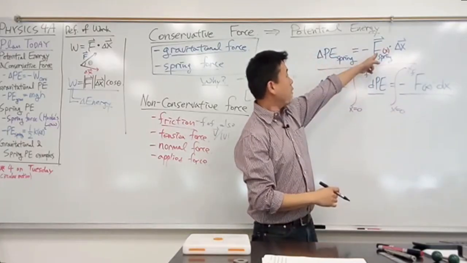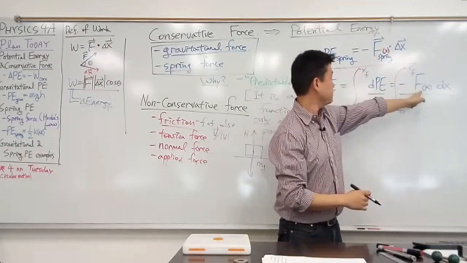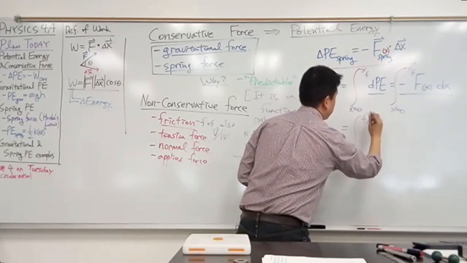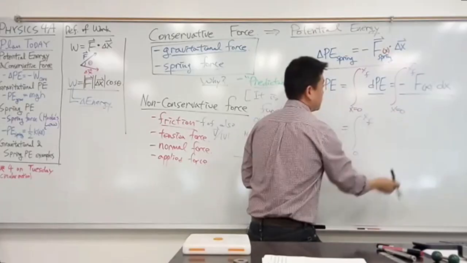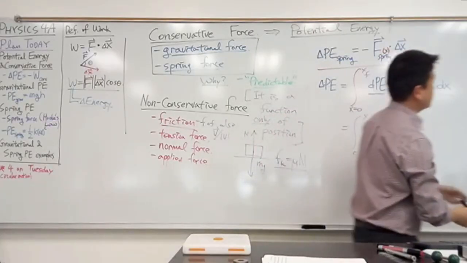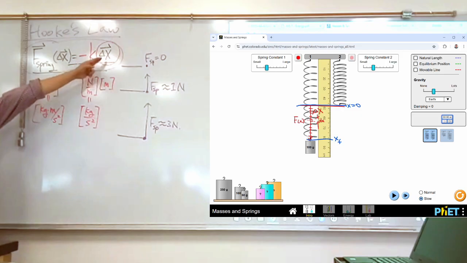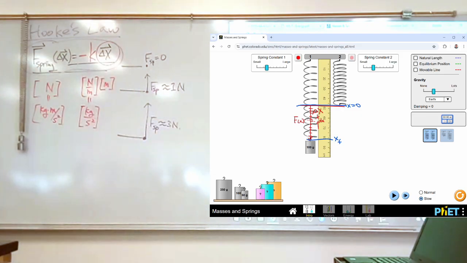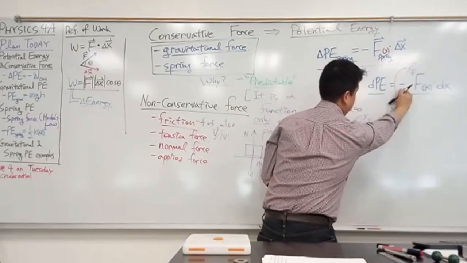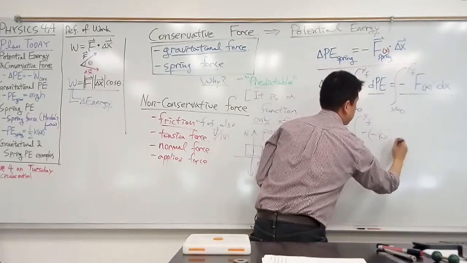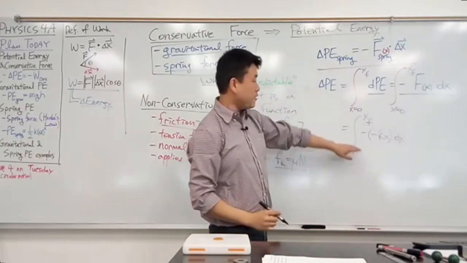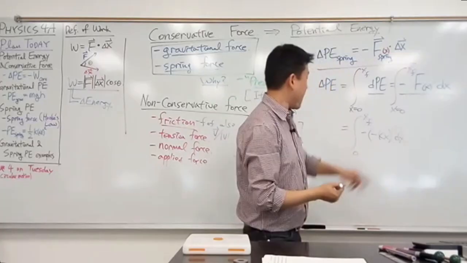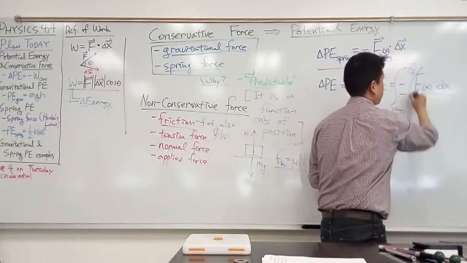Let me plug in the expression for force. The expression for force is minus k times x, and dx. Delta x is just x, since displacement is from 0. So the integral is of minus kx dx. Everyone here knows how to do this integral? Yes? Minus kx, because that's the expression for the force.